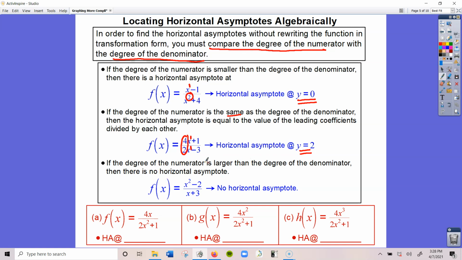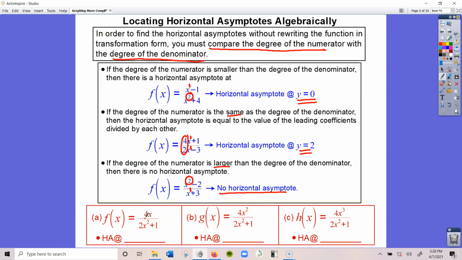Lastly, if the degree of the numerator is larger than the degree of the denominator, then there is no horizontal asymptote. So you see here that the degree of the numerator is 2, which is larger than 1. Since it is larger, that means no horizontal asymptote. So let's look at these examples here just to make sure that we understand.